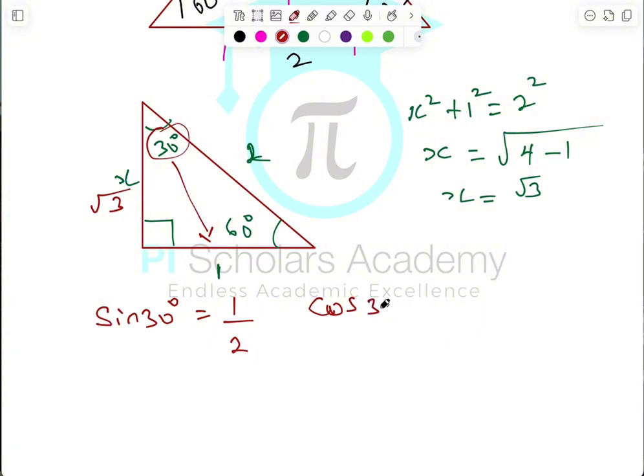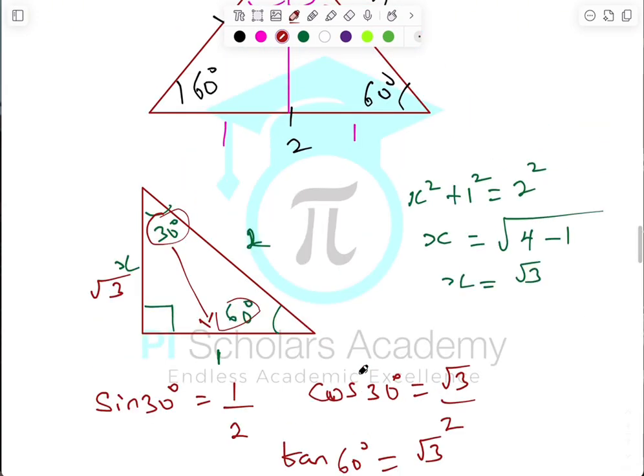Cosine 30 degrees. From your SOH CAH TOA, that is adjacent divided by hypotenuse. What's the adjacent? Square root of 3. And what is the hypotenuse? 2. So you can evaluate anything that you like here. You can evaluate tan 60. Tan is opposite divided by adjacent. So this is 60 degrees. What is opposite? That is square root of 3. What is the adjacent? 1. So tan 60 degrees is basically square root of 3. So this is how you get all of those values.